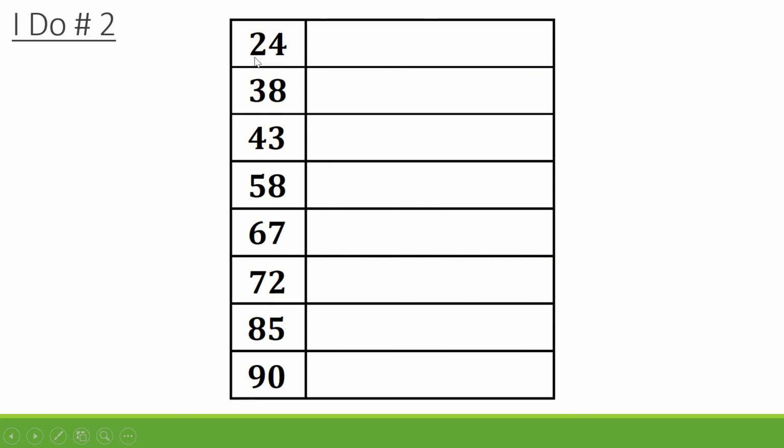I want to note that this number is properly read as 24, so that's how we're going to write it. But we will put a hyphen between the 20 and the 4 because we have a digit of value here and a digit of value here. This is 38, so that's how we write it, with a hyphen found in between because we have a digit of value in the ones place and a digit of value in the tens place.